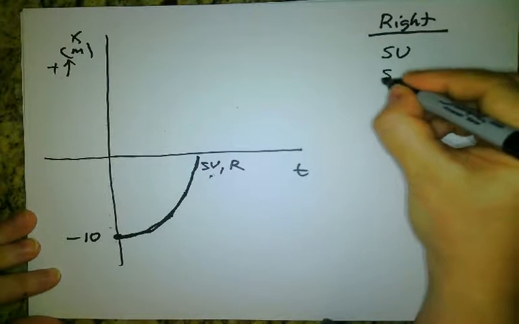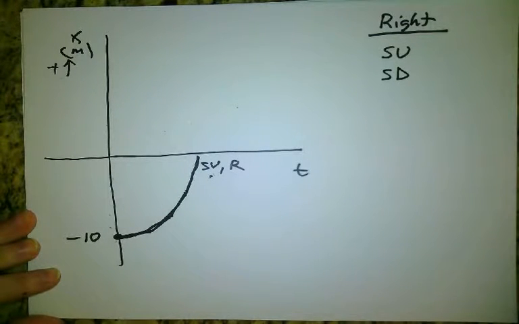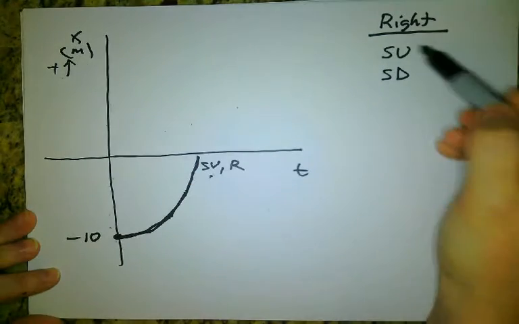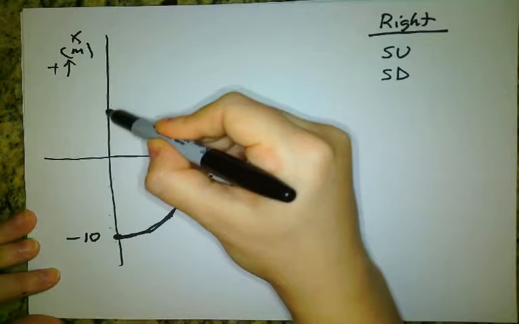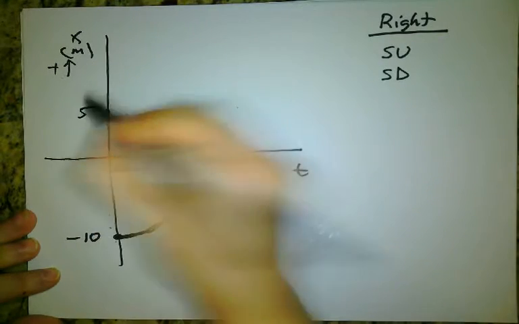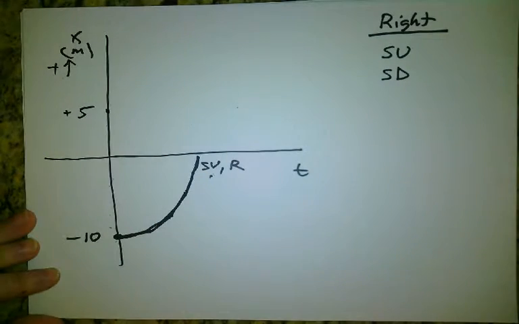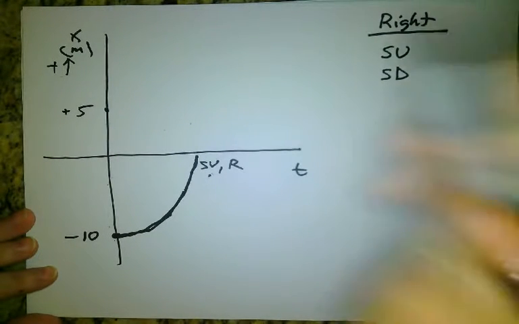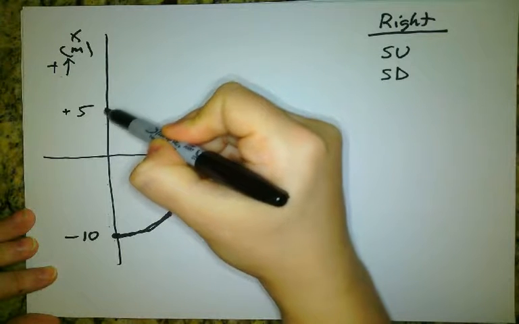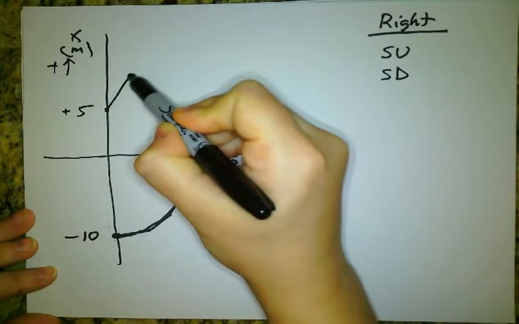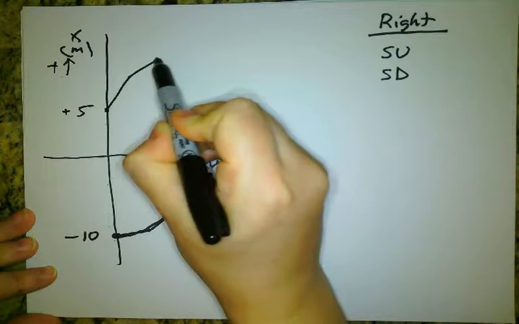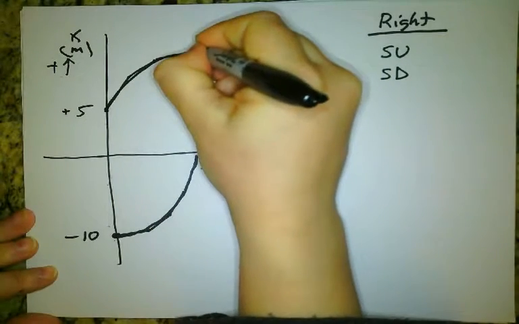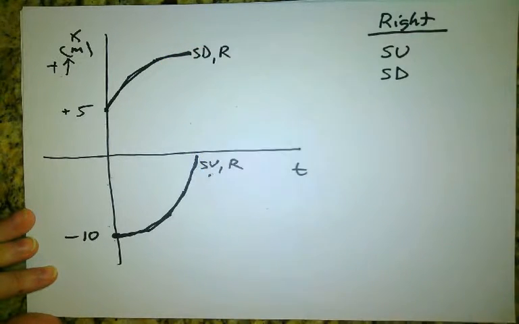Now let's do slowing down. I'm going to call it SD here. Slowing down, again, it doesn't matter where I start, but I have to be moving right. So let's say I start here at 5 meters. It's my starting position. If I'm going to be slowing down, what that means is that I'm going to start with steep slopes, that means fast, and eventually curl down like that. So that's really my moving right, slowing down graph.